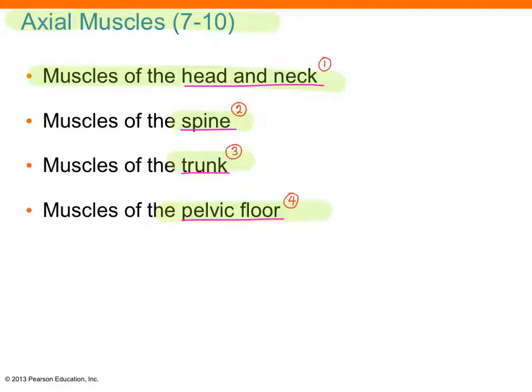The axial muscles consist of four muscle groups: the head and neck, 1, the muscles of the spine, 2, the muscles of the trunk, 3, and the pelvic floor, 4. We're going to go through them now.